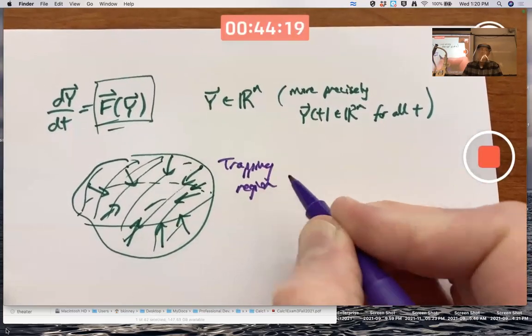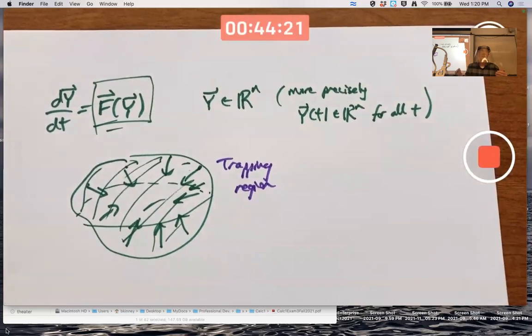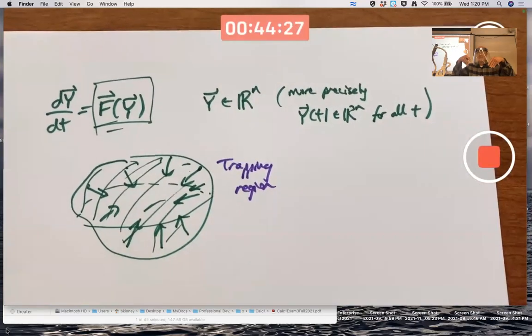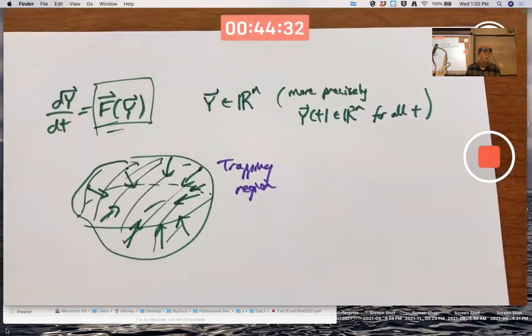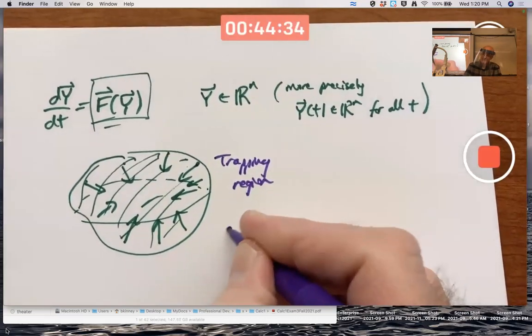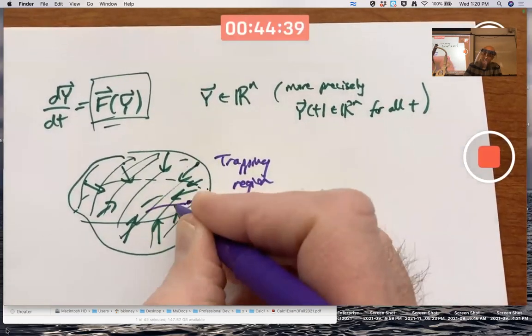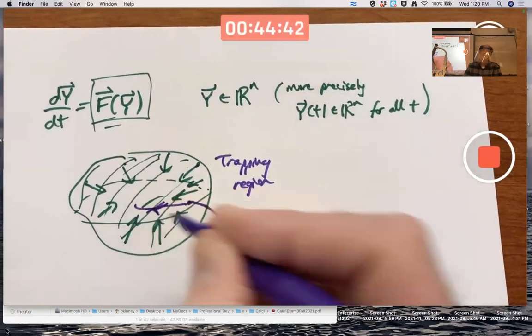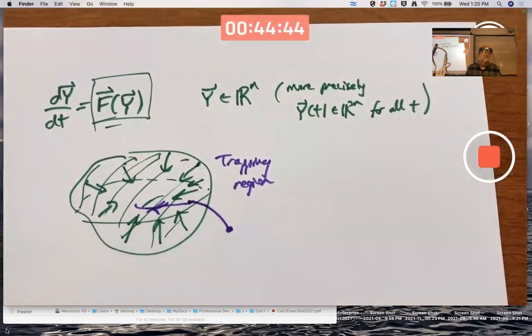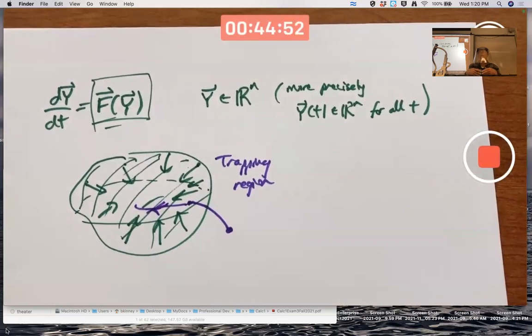Because solutions that go into it are stuck. They have to stay in it as t goes to infinity. Because the vector field's pointing in, not out. There's no spot on the boundary where the vector field's pointing outward. So solutions that maybe have an initial condition outside the region, when they go into the region, they can't get out. What do they do once they're inside? Well, there's lots of things that can happen. The simplest thing that would happen is there's one equilibrium point that they all head toward, some sort of sink. That would be the simplest thing that could happen.